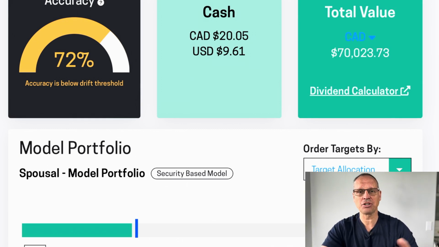Now, if they were to change that, I would definitely take the account and move it over, because the vast majority of our accounts, including our banking and our other investing accounts, are all sitting with Wealthsimple.